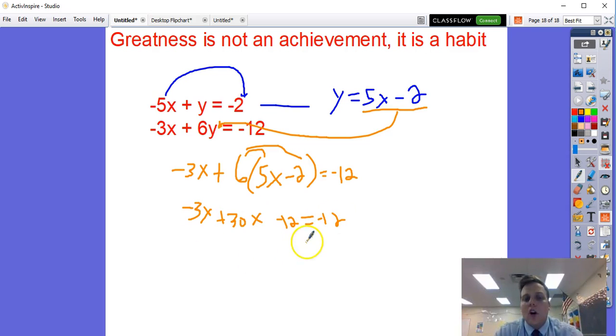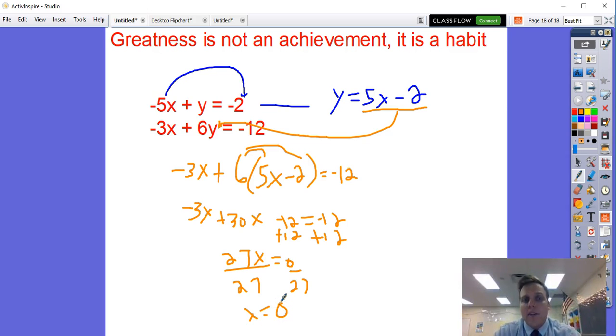Now I just need to put all the like terms together and move over anything that's not an x. So negative 3x plus 30x is 27x. Negative 12, to move it over, I need to add 12. That gives me 0, doesn't it? Because negative 12 plus 12 is 0. So then I divide both sides by 27, and I get x is equal to, well, 0 divided by 27 is still just 0. So I know that the x value is 0.